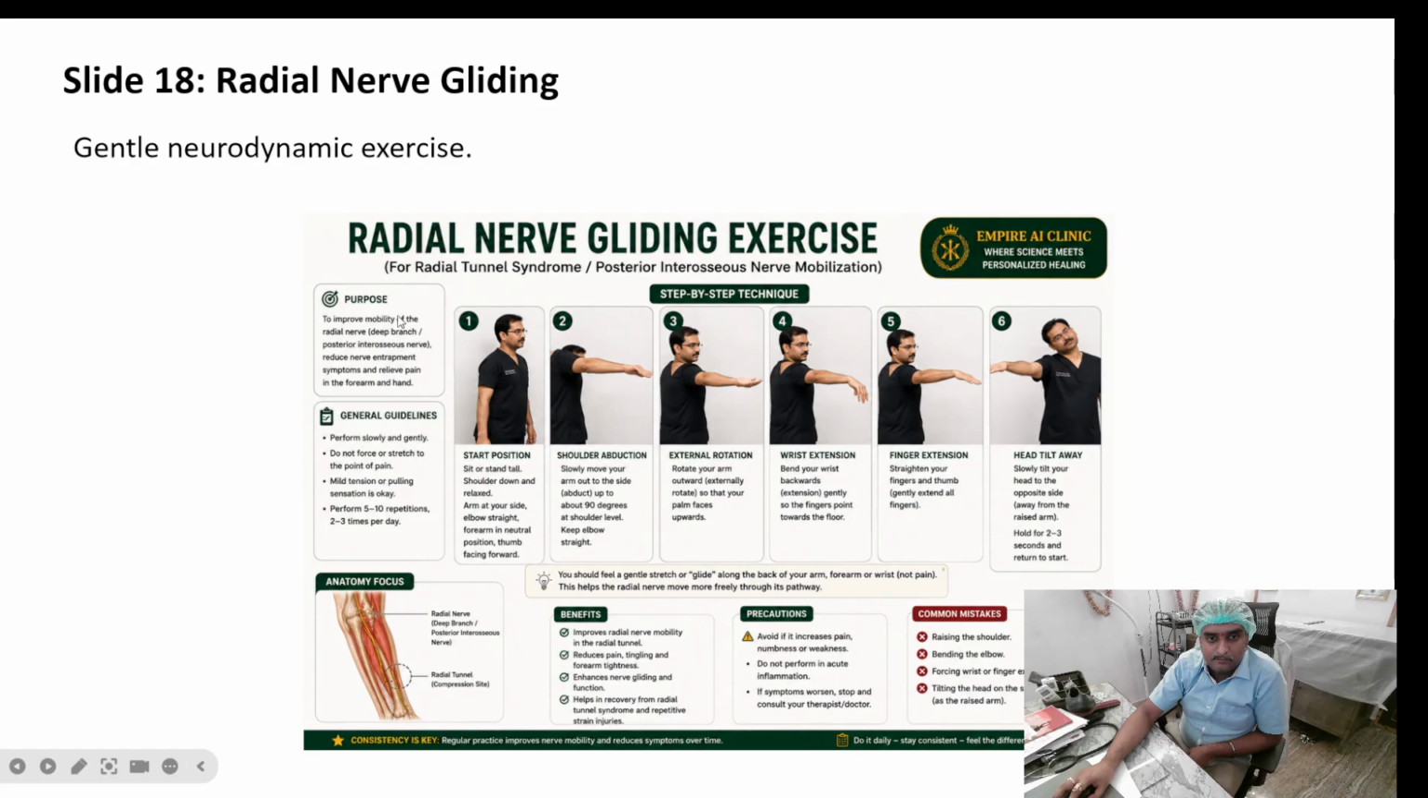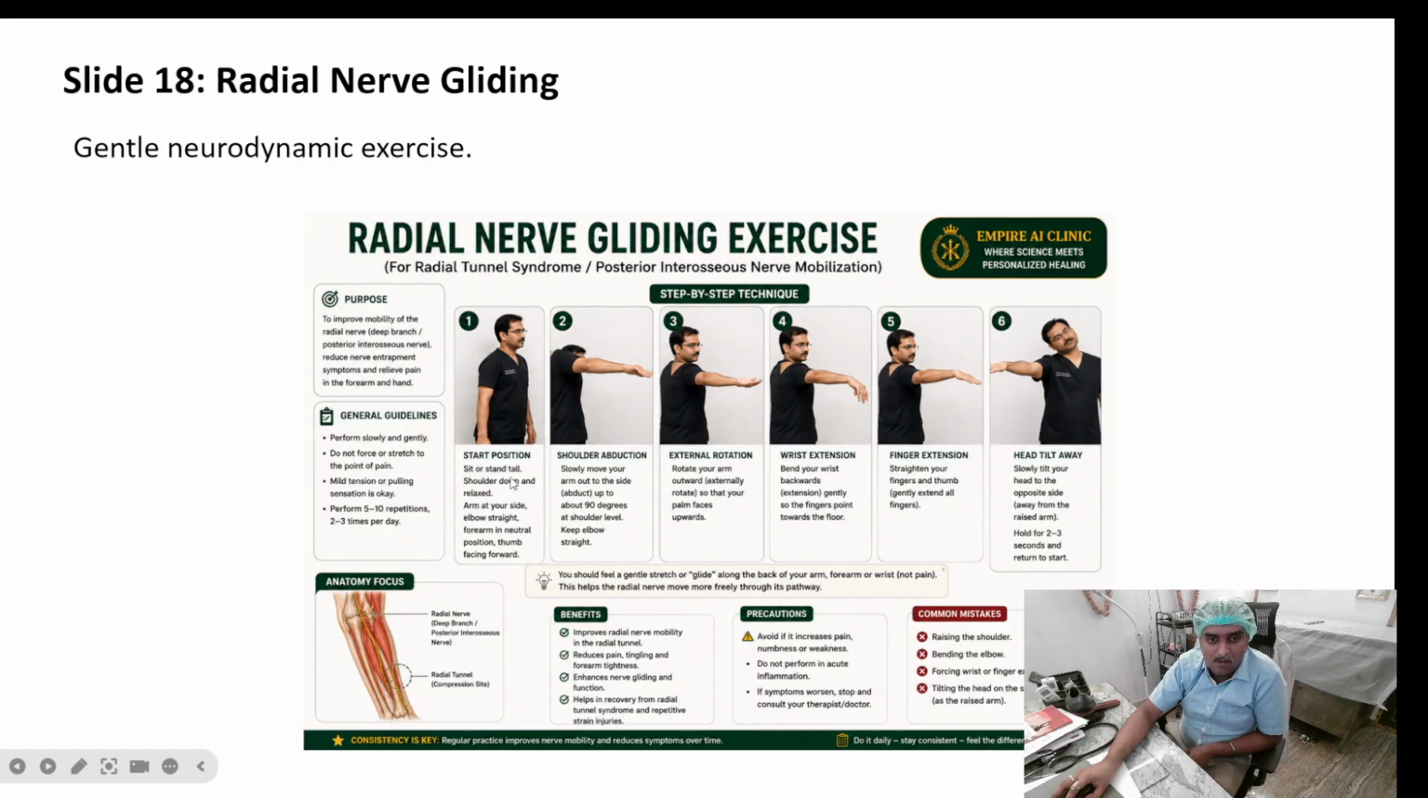The purpose is to improve mobility of the radial nerve, the deep branch, the posterior interosseous nerve, reduce nerve entrapment symptoms, and relieve pain in the forearm and the hand. Perform slowly and gently. Do not force or stretch to the point of pain. A mild tension or pulling sensation is okay. Perform 5 to 10 repetitions, 2 to 3 times per day.